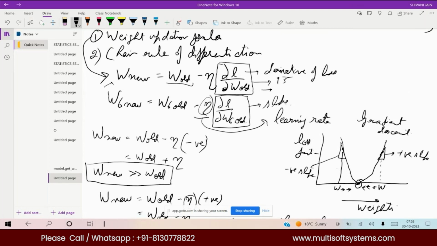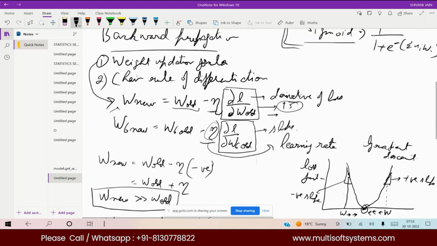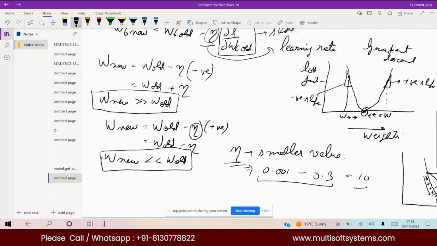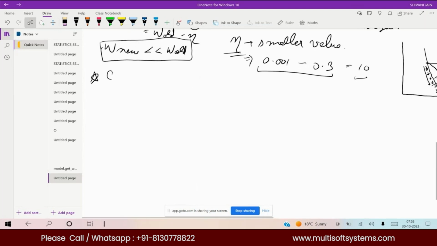So to decrease this number, we use this learning rate basically, so that there is some stability in my model. This is basically the weight updation formula. This is called the weight updation formula in backward propagation. Now the second topic is chain rule of differentiation. Any doubt in this weight updation? No. Okay, now next is chain rule of differentiation.